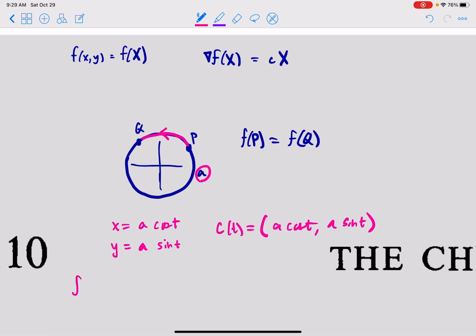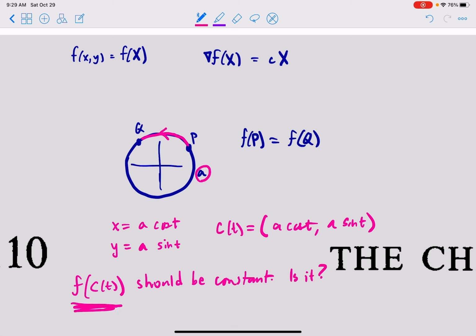And now f of c of t, well, if c of t is going to be on this circle, and so if f has the same value at every point, then f at every single point of this curve should be constant. Should be constant. Is it?